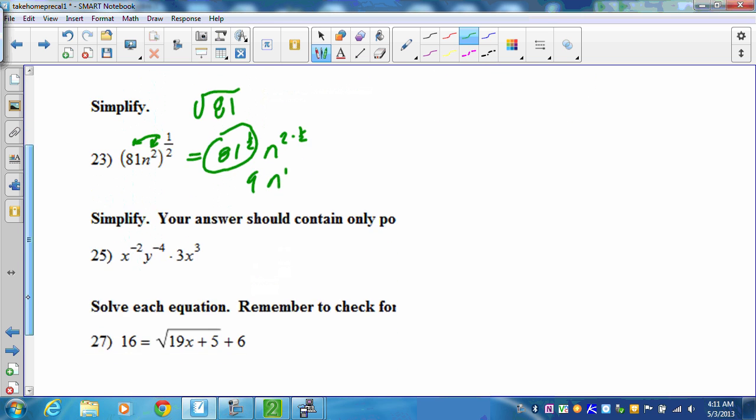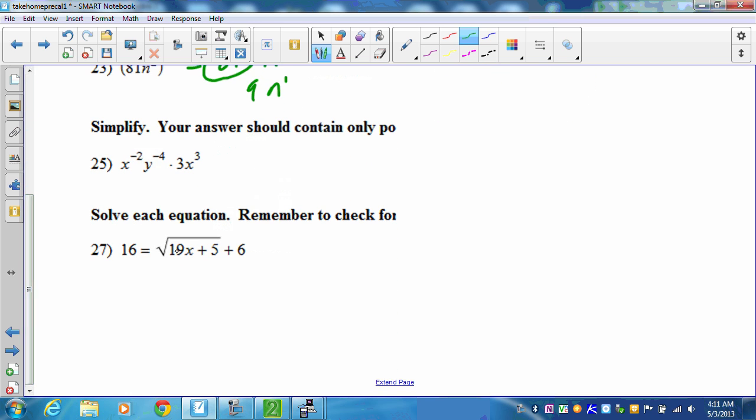Number 25 is just more properties of exponents. So you look for the bases and see what's in common. And of course y doesn't have any other y's in this problem. And the directions say these should only be positive. I'll cut that off, sorry about that. So of course this is not positive and that's not positive.